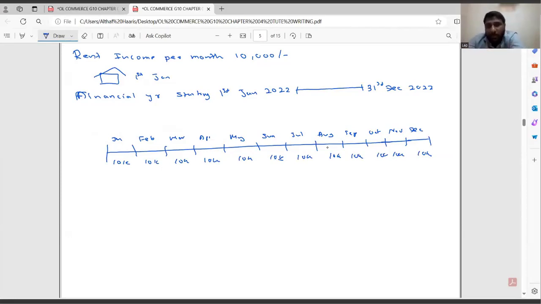Listen carefully. Metula, he used the room for the entire year. But he gave me money for Jan, Feb, March, April, May, June, July, August, September, October. November and December he hasn't given yet. He didn't give me the money yet. From Jan to October he gave me the money. For the month of November and December he used the room, but still he didn't give me my money.